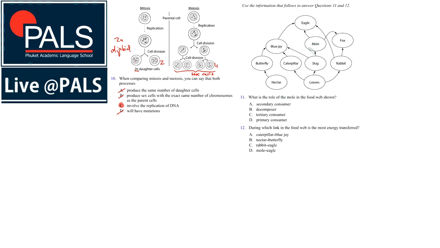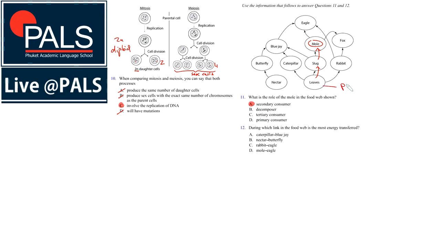Next 2 questions, or the last one for the screencast, are based on this food web here. What is the role of the mole in the food web? The mole is right here. And we can see that it feeds on slugs, and the slugs feed on leaves. Therefore, is the mole a secondary consumer, decomposer, tertiary consumer, or primary consumer? It is a secondary consumer.